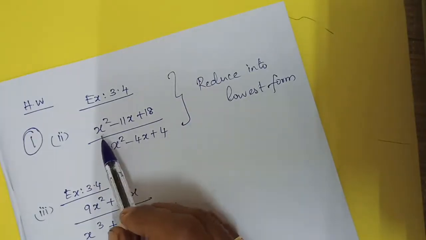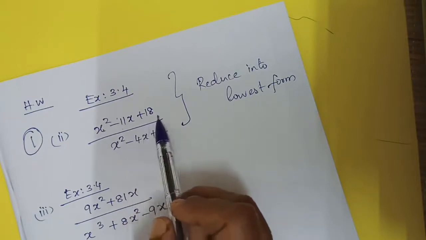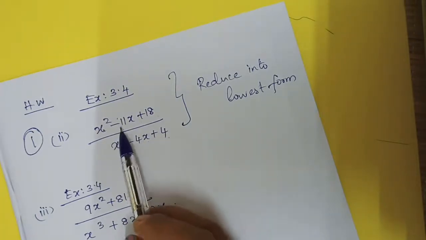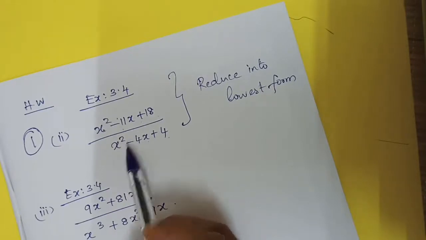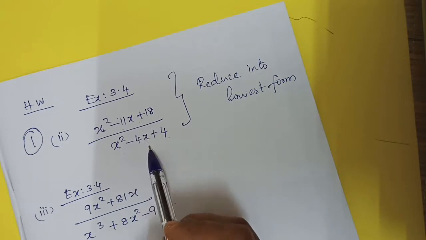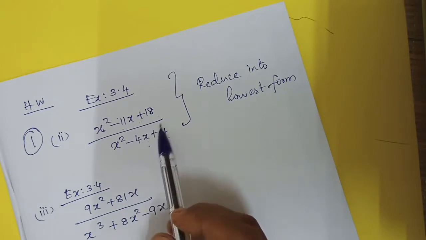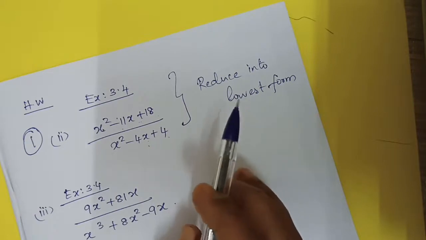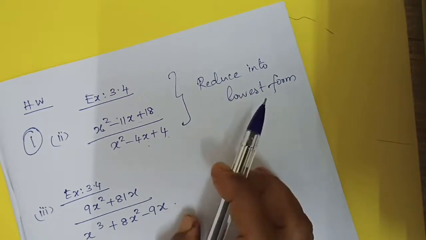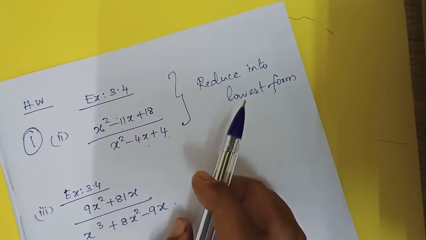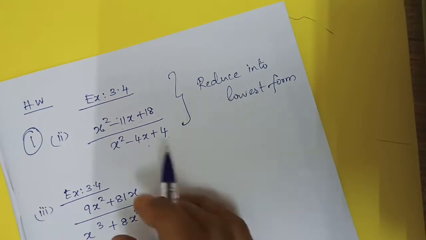Here it is (x² − 11x + 18)/(x² − 4x + 4). Both are quadratic polynomials. So first factorize the numerator, then factorize the denominator, and then check for any possible cancellation. If there is any possible cancellation, cancel it. Then you will get the lowest form. Very simple problem only. You need to do that.